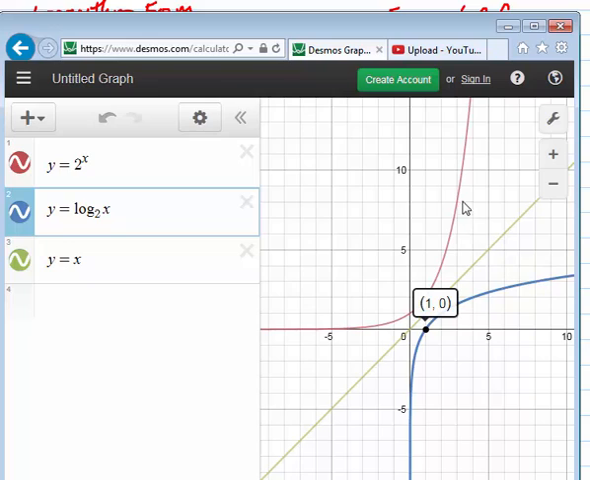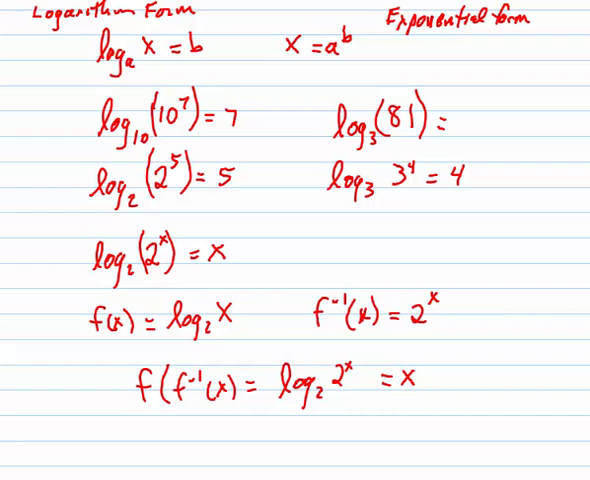So every time there's an (x, y) over here, there's a (y, x) over here, and so it just flips it about the line y is equal to x, and that's what an inverse function looks like.